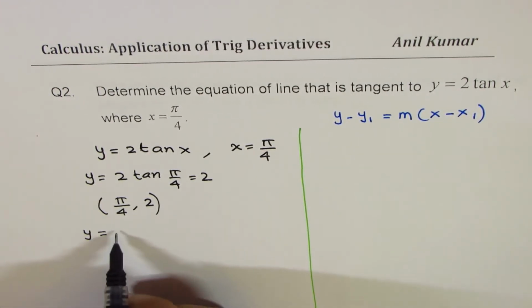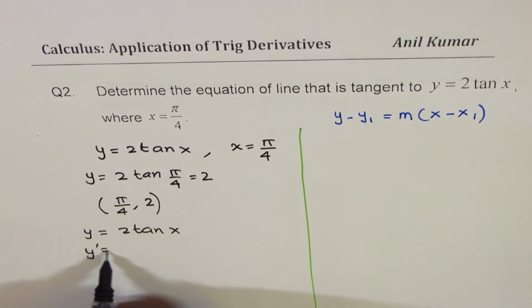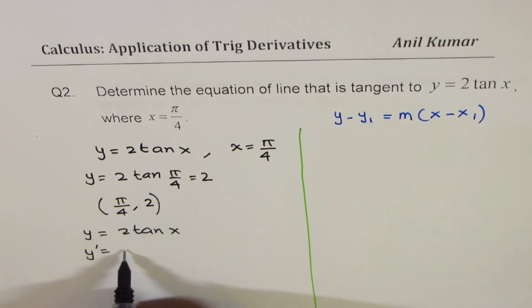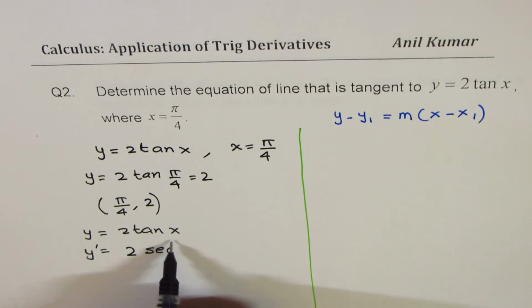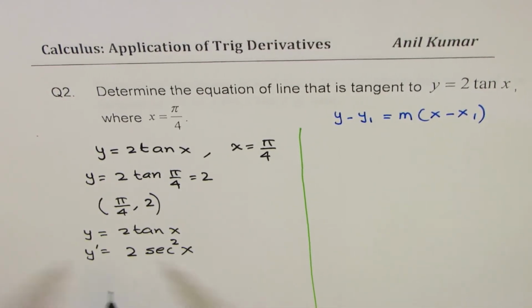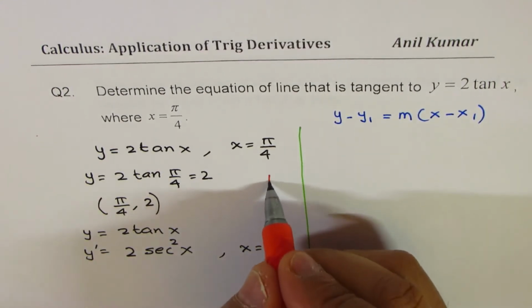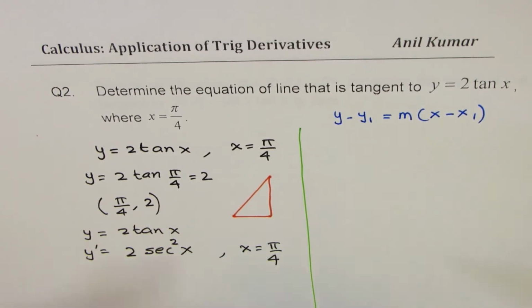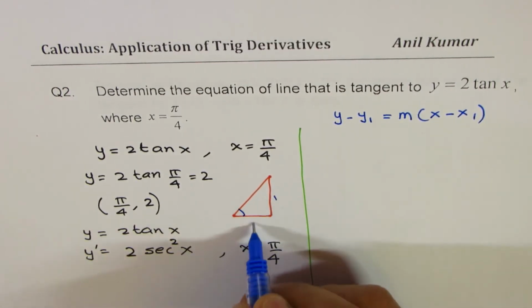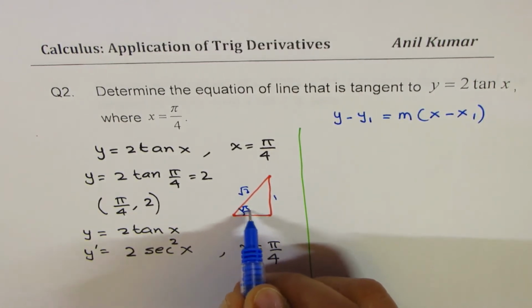So y equals 2 tan x. I hope you remember the derivative of tan x. If not, that is going to be very difficult for your test. Secant square x, right? So that is the derivative. Now let's find the derivative at x equals pi by 4. Now for pi by 4, I can always draw my triangle. We know if the sides are equal, 1, 1, square root 2 is my triangle for pi by 4, right?